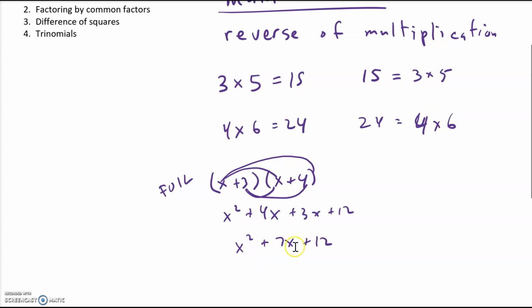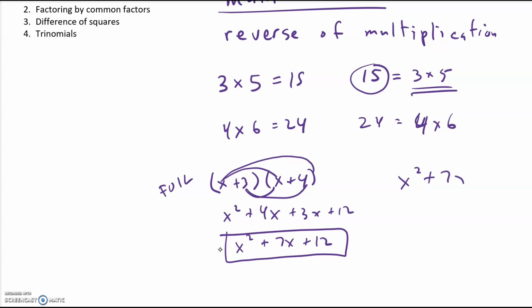Okay, so that you already know how to do. That's how you multiply two binomials together. Now, when you're factoring, just like in arithmetic, they give you the answer, and you've got to come up with the question. So in factoring, they give you something like x squared plus 7x plus 12, and then you've got to figure out what two things, if you multiply them together, would give you the answer of x squared plus 7x plus 12. So that's the idea of factoring.